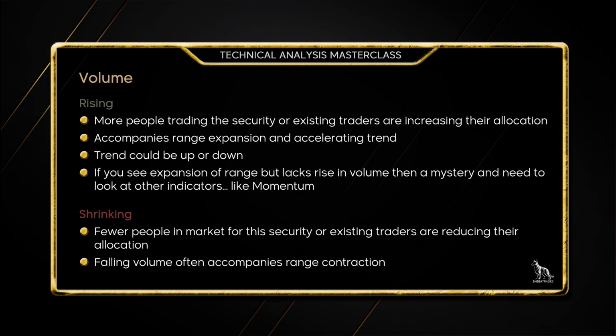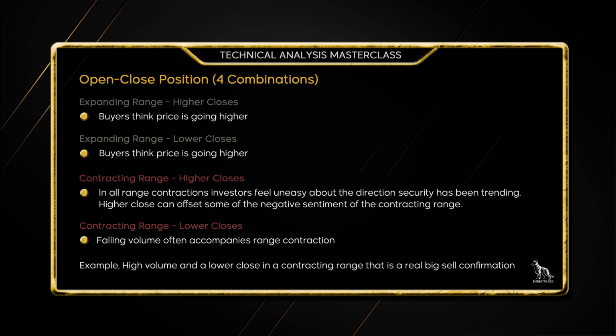Now, if volume is shrinking, that means fewer people are in the market for that particular security, or existing traders are reducing their allocation, getting out of it. And falling volume often accompanies a range contraction where the width between the high and the low might be contracting. Another thing you can look at in terms of trading range with regards to confirmations is around the open and close position.